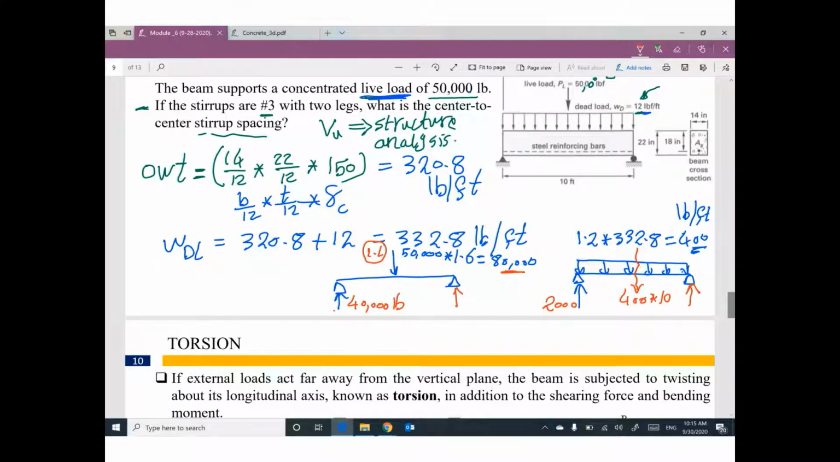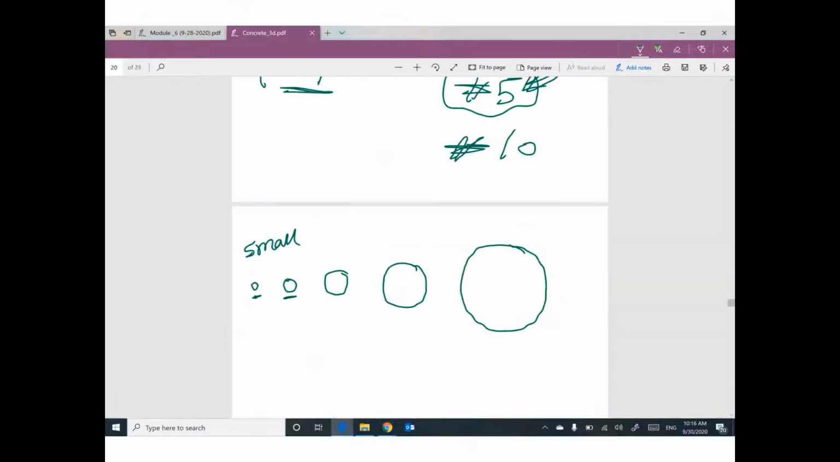So your reaction as a dead load, V ultimate as a dead load, and V ultimate as a live load. So your V ultimate as a total will be 2,000 plus 40,000. It will be 42,000 pounds or 42 kips. If you have any question, let me know.